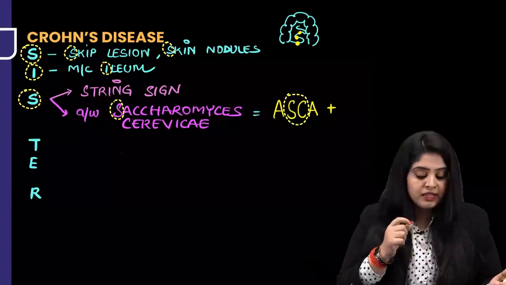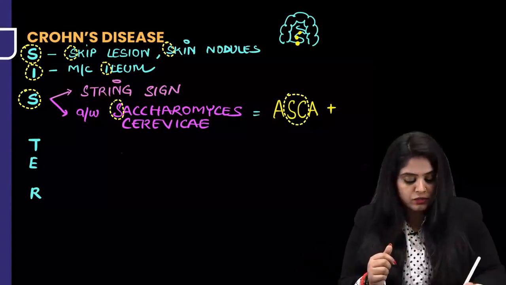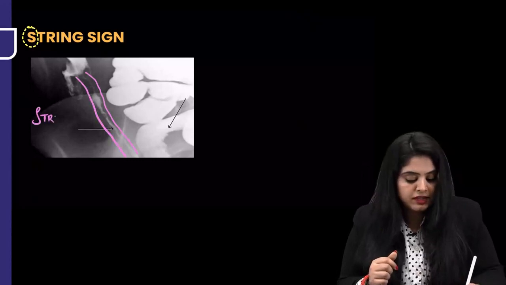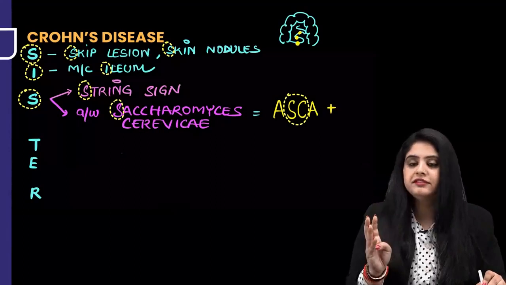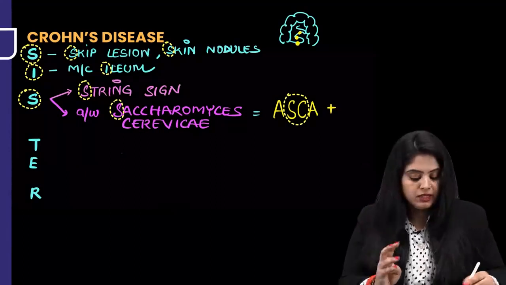That's the cause. Next, what is the radiology sign that you see? It's something known as S for string sign. Have a look at this. You will see that the intestine has been converted into a string, right? So S for the string sign. Very, very important in Crohn's disease. And what kind of a preparation is this? This is a barium study. So what you see is going to be a barium study. Coming back, so Sister: skip and skin, ileum, Saccharomyces cerevisiae and string sign.